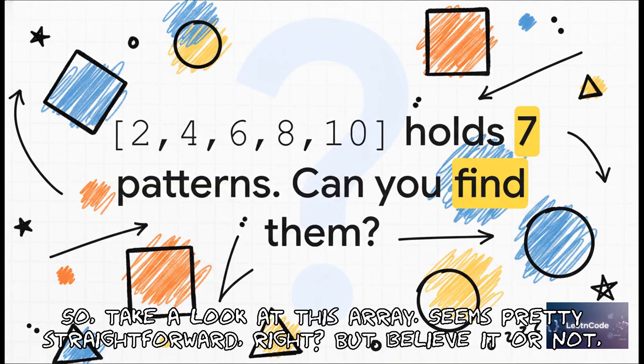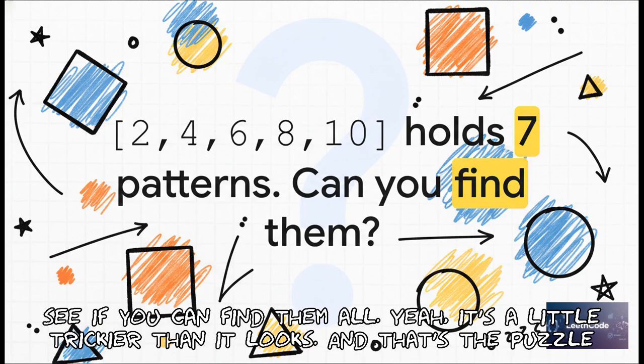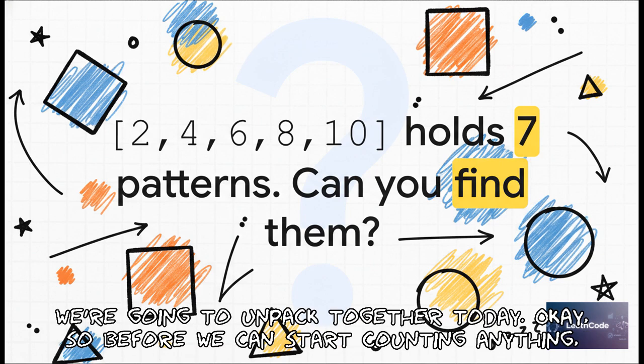So, take a look at this array. Seems pretty straightforward, right? But believe it or not, there are 7 distinct arithmetic patterns hiding in there. Go on, you can even pause and see if you can find them all. Yeah, it's a little trickier than it looks. And that's the puzzle we're going to unpack together today.